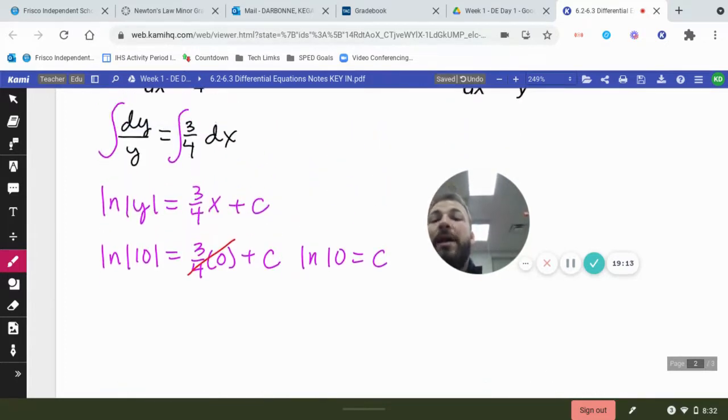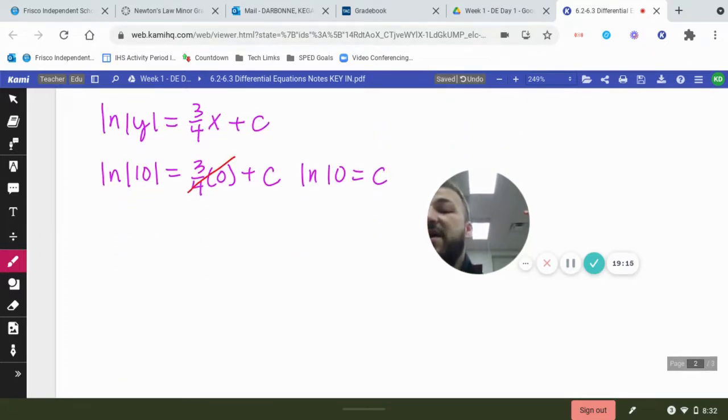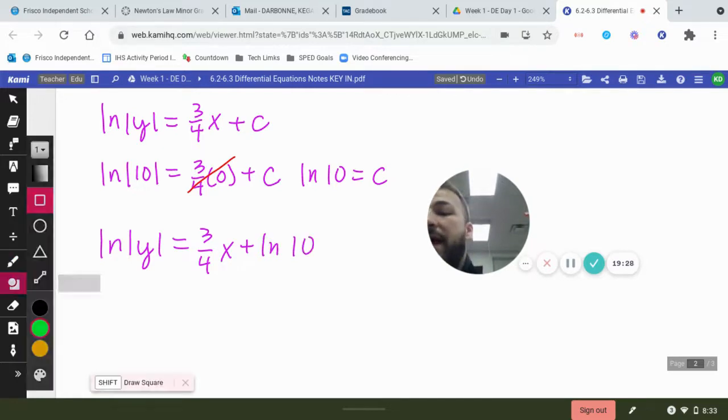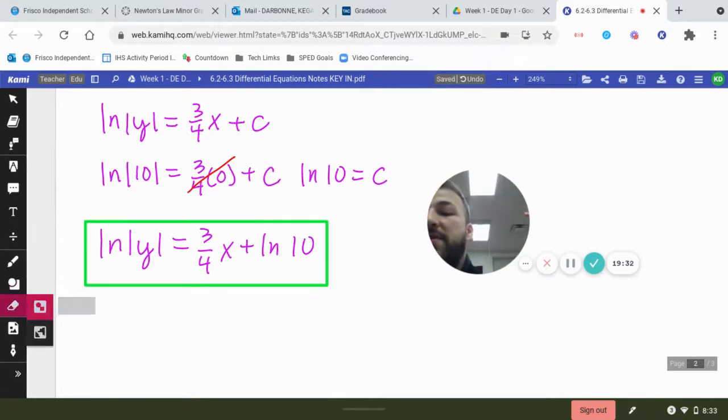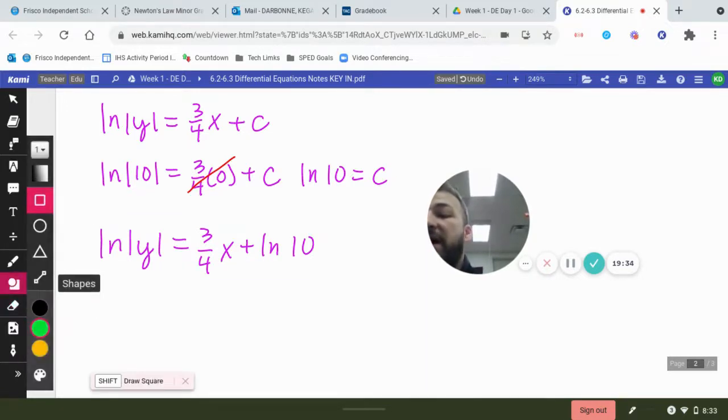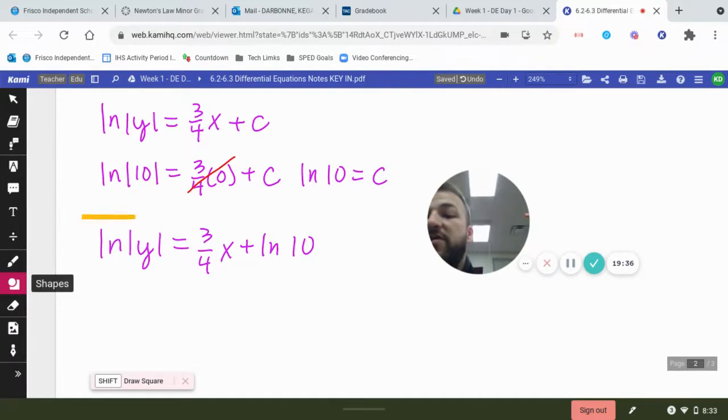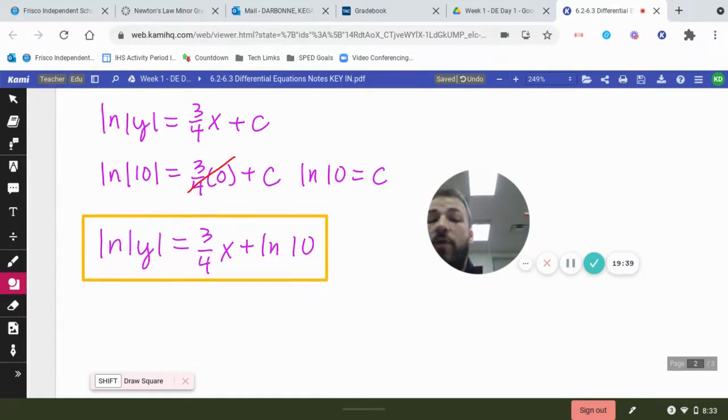So now I can plug that back into my function. So this becomes natural log of the absolute value of y is equal to 3/4 x plus the natural log of 10. And if I don't have to solve for y, this could be my final answer. But if I have to solve for y, I do have to do just a little bit of extra work to solve out for y.